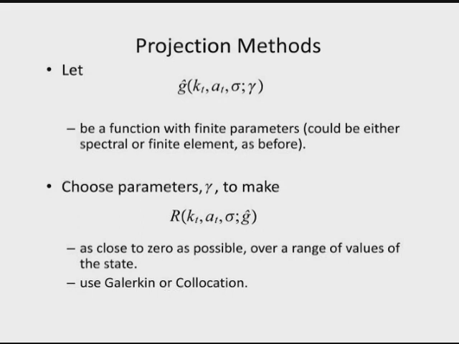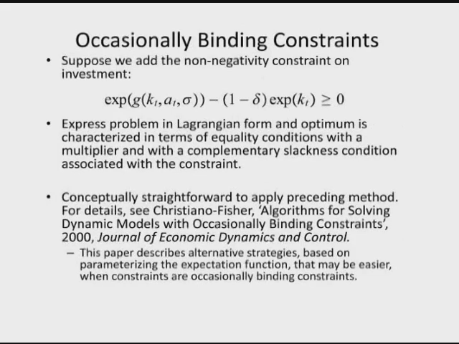So for the projection methods, there's my approximating function. It's a finite dimensional function. And then what I have to do is choose the parameters gamma to make this thing as close to 0 as possible. And then I can use Galerkin or collocation. Now maybe by just looking at that and pondering it, you can realize this is actually a humongous problem. Because let's take the extreme case where the A is a continuous variable.